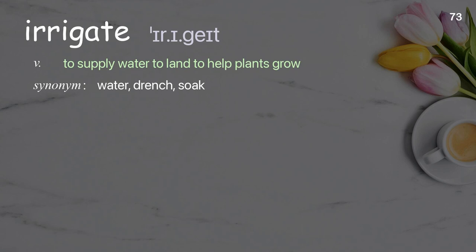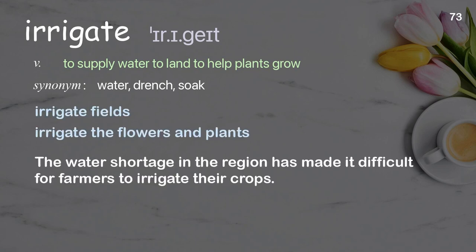Irrigate: to supply water to land to help plants grow. Examples: Irrigate fields. Irrigate the flowers and plants. The water shortage in the region has made it difficult for farmers to irrigate their crops.